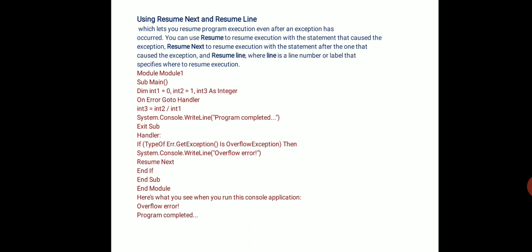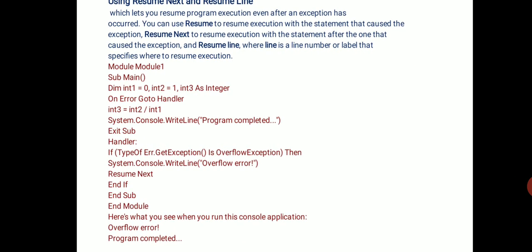Now, how to use resume next and resume line. It lets you resume program execution even after an exception has occurred. You can use resume to resume execution with the statement that caused the exception, resume next to resume execution with the statement after the one that caused the exception, and resume line where line is a line number or label that specifies where to resume execution.